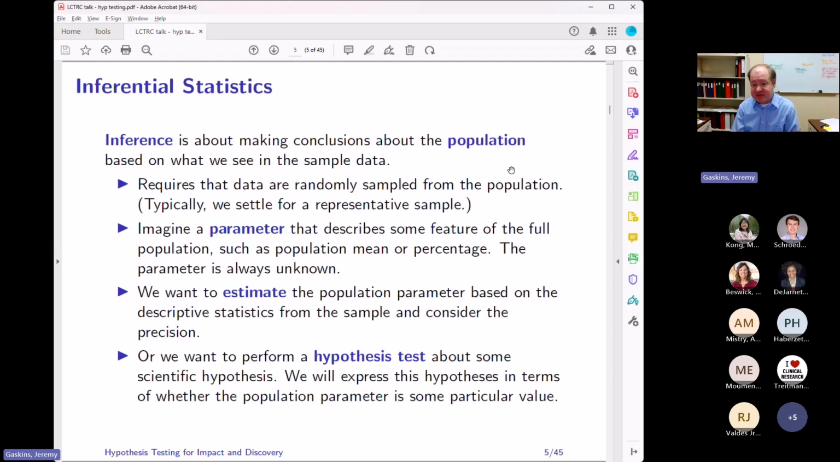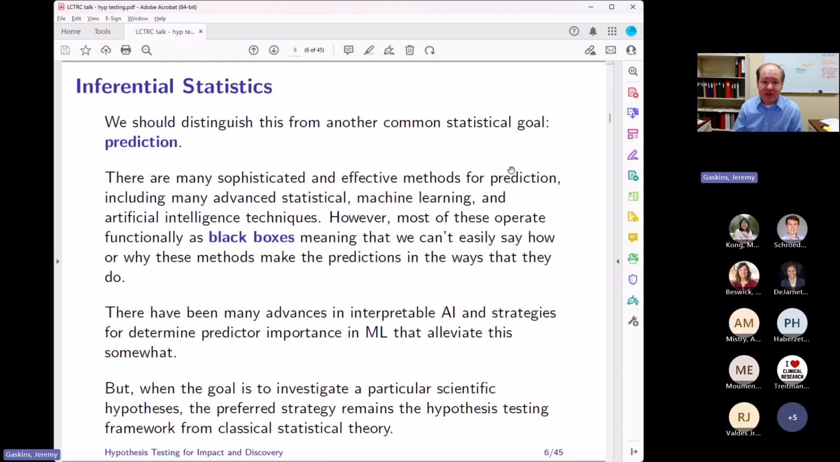And so this hypothesis, I need to be able to write down mathematically in terms of whatever that population parameter is. And so we'll see that in a little bit. But before we get into that, I want to distinguish what we're not going to be talking about or thinking about today, and that is prediction.